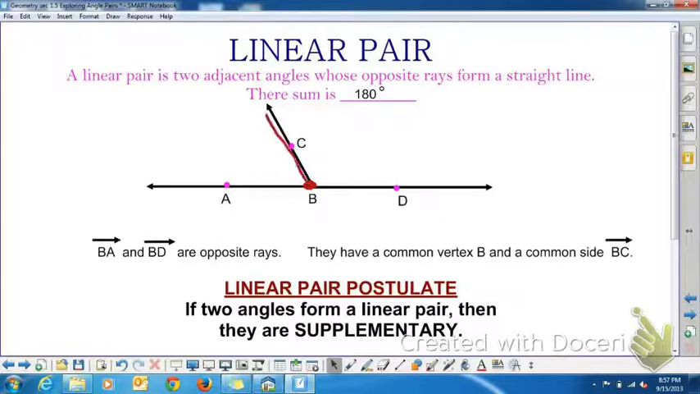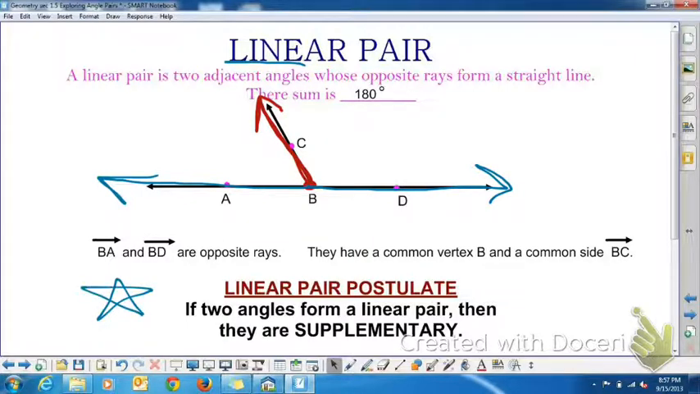So this is a pair of adjacent angles because they share a common vertex and a common side. Their opposite rays form a straight line. They are a linear pair. They are a pair that create a line. The linear pair postulate says if two angles form a linear pair, then they are supplementary, meaning together they equal 180 degrees.